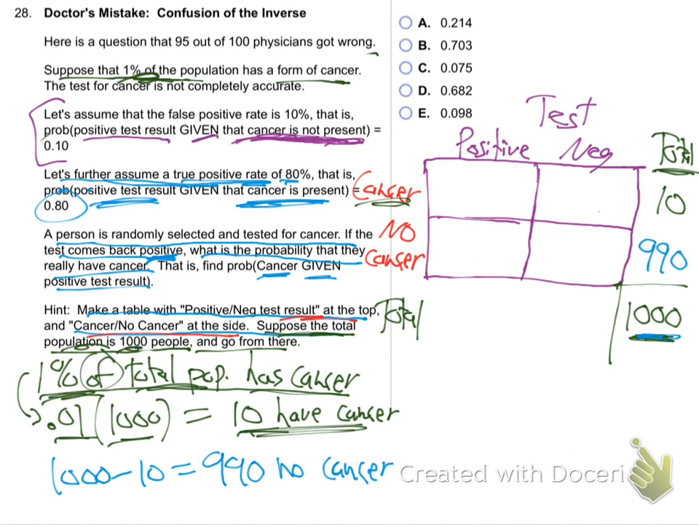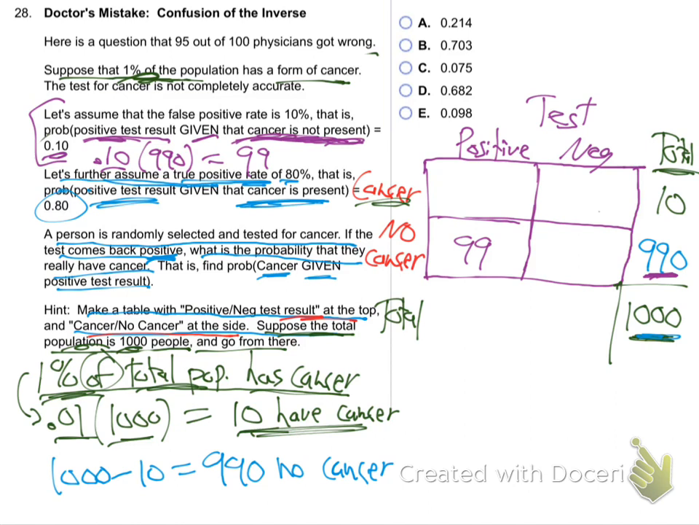Well, who is that first off? Who doesn't have cancer in our little table? The 990. 10% of them tested positive. So 0.10 times 990 is 99 people. That must go right there. Do you see how I came up with that?